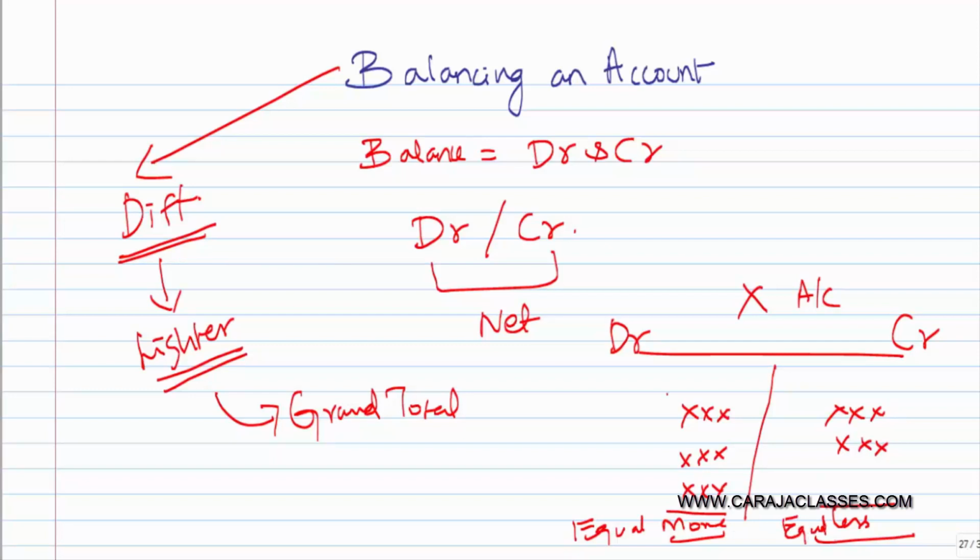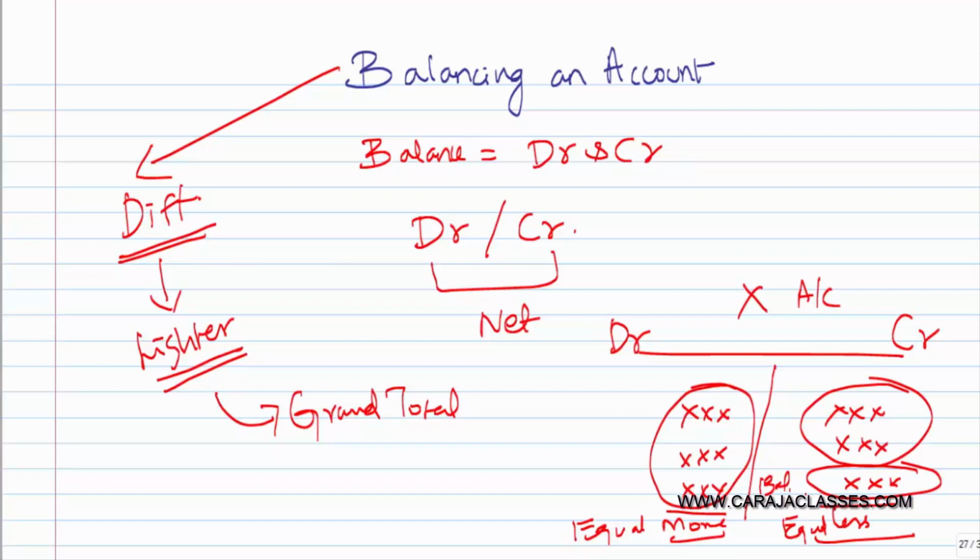So what you should do? Here you have more, right, on the debit. On the credit you have less. So there is a difference, and that difference you have to write, and that is called balancing. So in that way your total on both sides become equal.